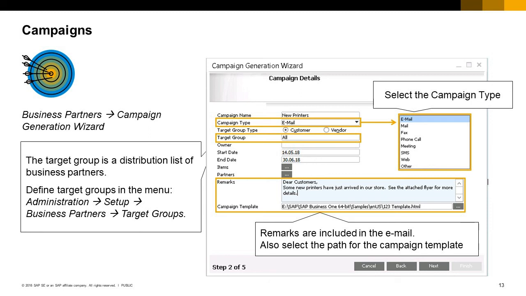You can easily create a new campaign or run an existing campaign again using the campaign generation wizard. Using the wizard is an easy step-by-step process allowing you to generate a campaign based on diverse criteria. Once you start the wizard, you need to identify the channel, such as email, the target group which you can define ahead of time in the business partners setup menu, any items you wish to promote, and optionally an HTML template for email campaigns.